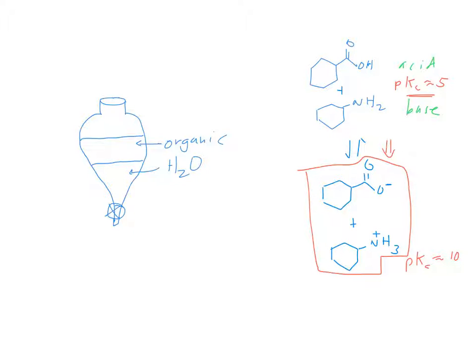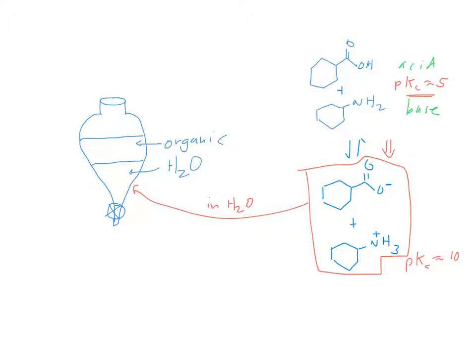All right, so now let's add these compounds into this separatory funnel. Where are they going to go? Both of them, because they're both charged, they're both ionic, will both go in the water. They'll both dissolve in the water. So we haven't really been able to separate them yet. We'd like to separate them, so what do we have to do if we want to separate them? We could do either of two things.